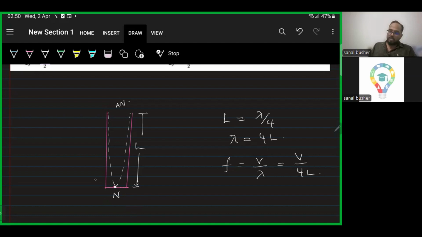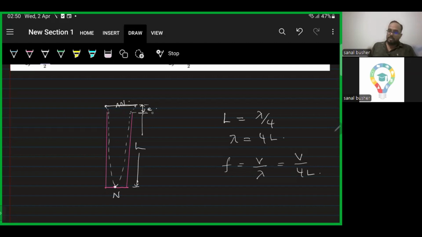But in actual practice, exactly at the end of the tube, you won't get the antinode. The vibration will scatter and the maximum displacement of the particle is slightly above the tube. So there is an extension. You can see that this is the end correction, E.